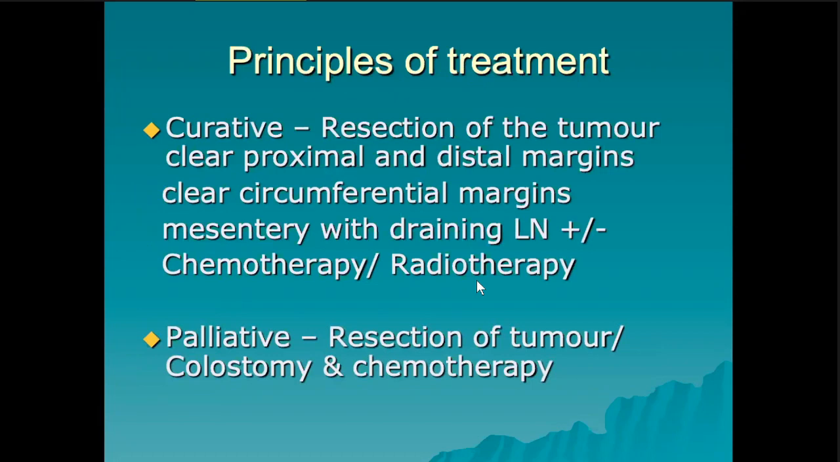So what are the principles of treatment? Our aim is to get a cure, because in colorectal carcinoma you have this 50-50 rule. Approximately 50% of patients get a complete cure after treatment. The other 50% will go on to develop metastasis. So the aim here is to resect the tumor with clear proximal and distal margins, and also to have a clear circumferential margin around the tumor. You also remove the mesentery with the draining lymph nodes. So that is the aim of treatment.